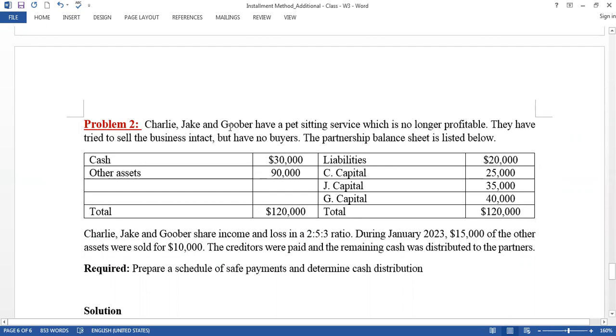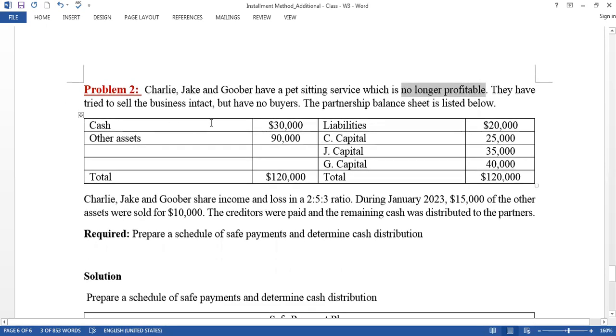So Charlie, Jack, and Goodbird have a business and they are no longer profitable. They have tried to sell their business intact, but have no buyers. They don't have any buyers. The partners' capital balance sheet is as below. Do you understand? So their business is no longer profitable, so they decided to sell their business as it is. But at this moment, there are no buyers who can buy their asset.